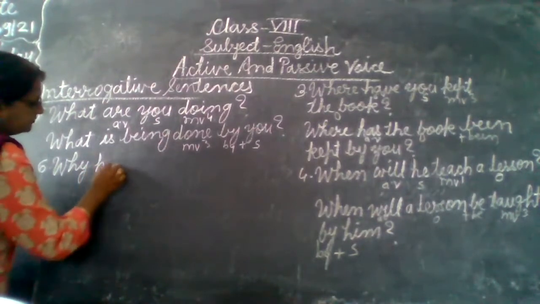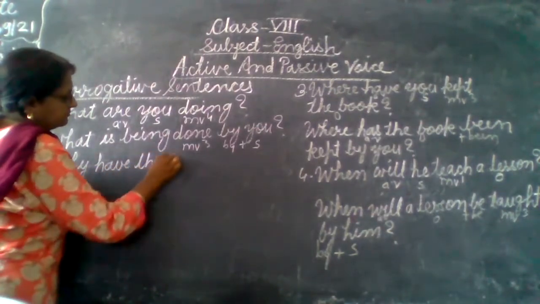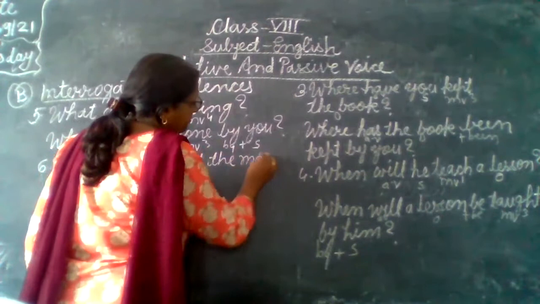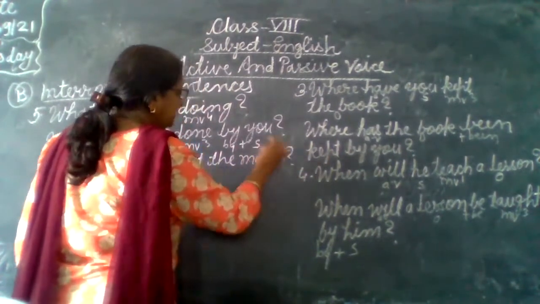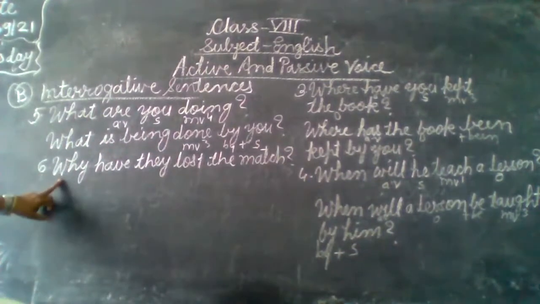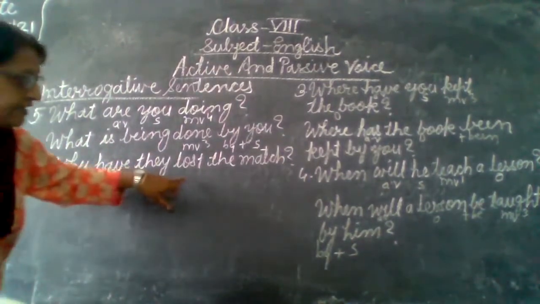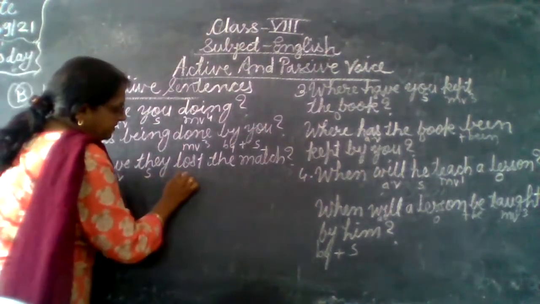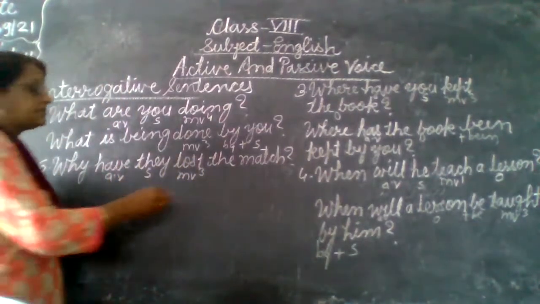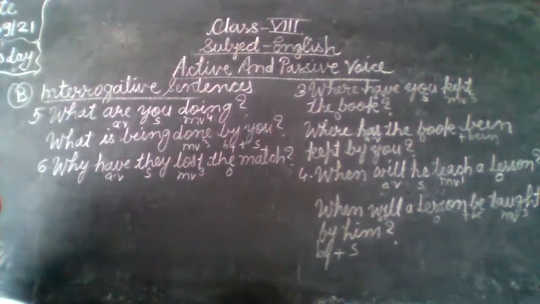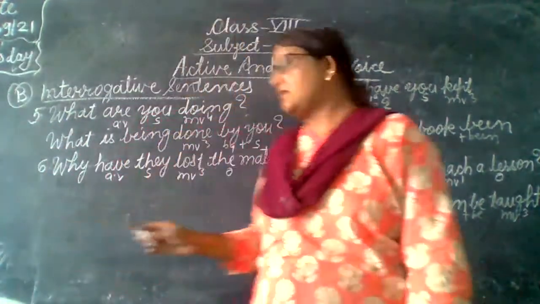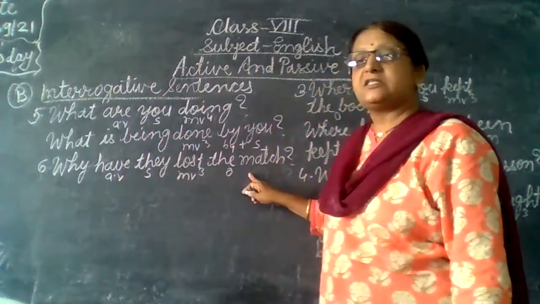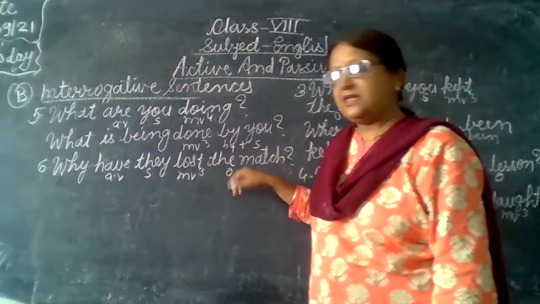They have lost the match. Okay. Again, this is an interrogative sentence, but taking the WH word, that is why. Why have they lost the match? Now, they is our subject. Have is the auxiliary verb. Main verb in the third form, in the present perfect tense. And the match is our object. Now, as I told you, in the present perfect tense we use two auxiliary verbs, have and has. So, here they is plural, so have is used, but our object is singular. So, we have to use has been in the passive voice.